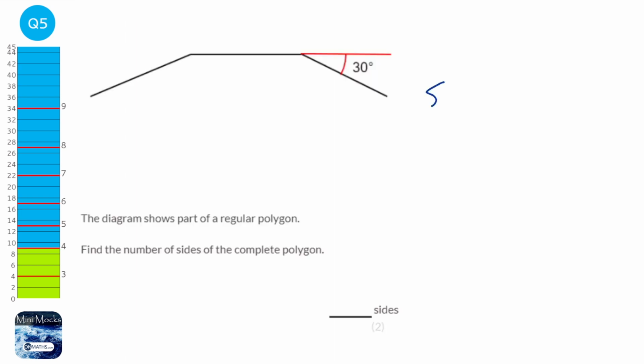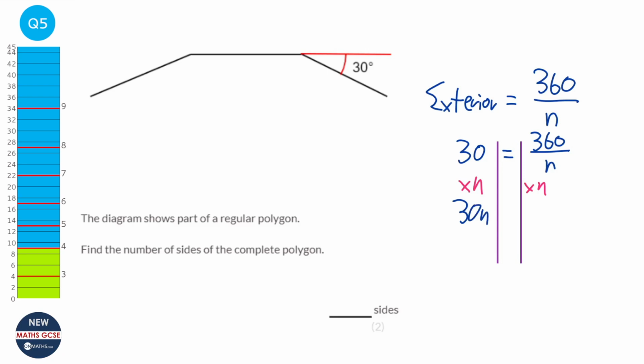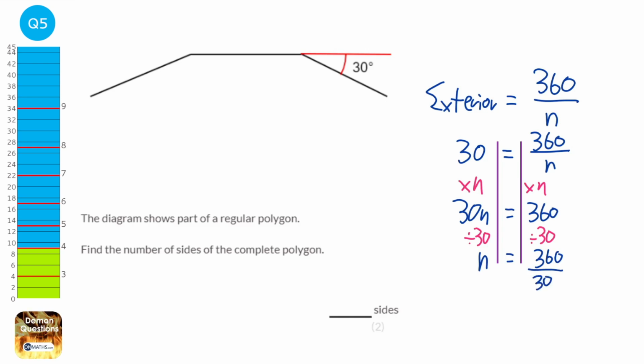The formula for an exterior angle for a regular polygon is 360 divided by the amount of sides. Now here we're given the fact that the exterior angle is 30. And we're looking for n, so we just need to rearrange the equation. We can times both sides by n, and then divide both sides by 30. And so we've got n equals 360 divided by 30. And when you do 360 divided by 30, we get the answer of 12. So it's a 12-sided shape.